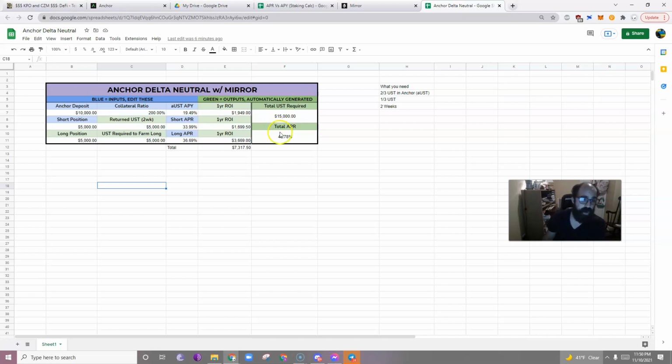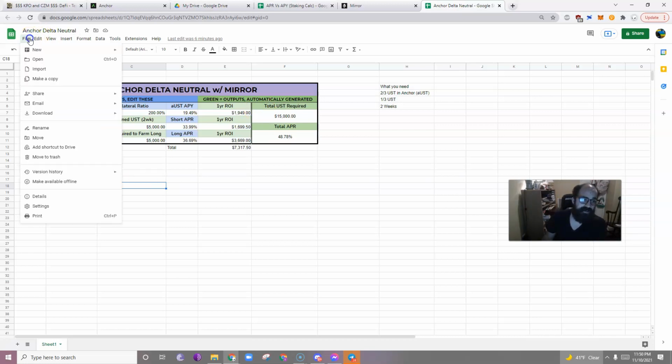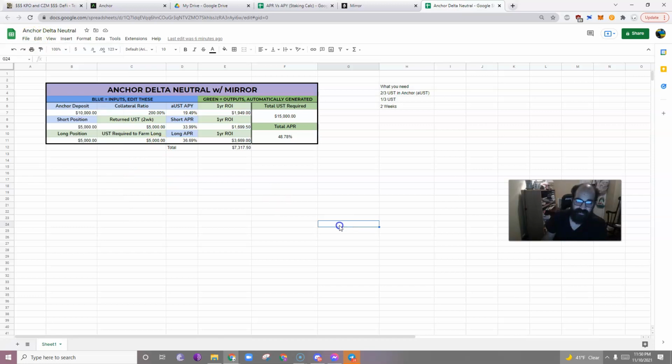As a reminder, with all of my calculators, you have to click File, then make a copy to edit, because I keep the template, and if I let you edit the template, anyone could ruin it. So click File, click Make a Copy. My sheets only work in Google Sheets. If you try using Excel, sometimes they won't work, or whatever else there might be.